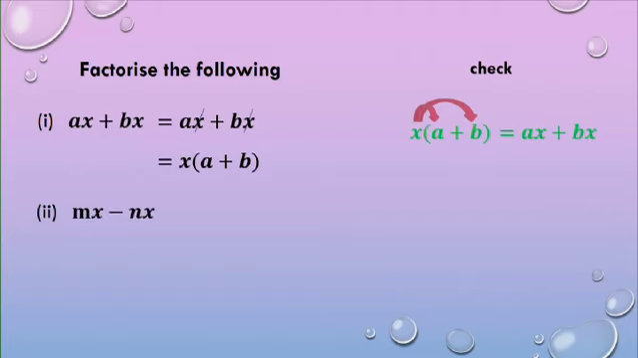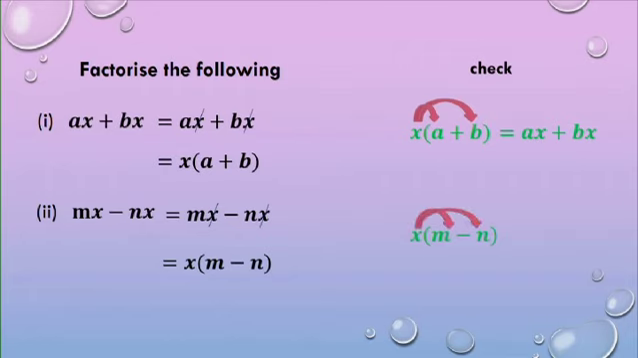mx minus nx. Here again we have the letter x common. If we remove x outside the brackets, we're going to have x brackets m minus n. That is x into m minus n. Let's check it. So if we expand x into m minus n, we have x times m is xm or mx, and x times n is nx. This confirms again that the factorization of mx minus nx is x into m minus n.